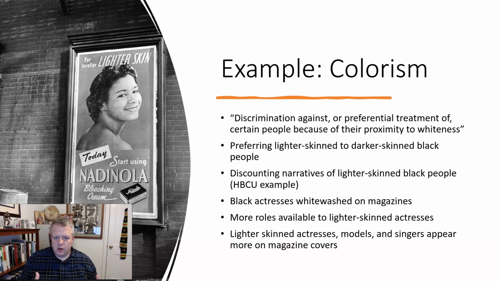But it doesn't just go in that direction. There's also among African Americans a tendency to discount narratives of lighter-skinned black people, that they're not experiencing blackness in the same way as the darker-skinned black people in the community are. And so Toole gives the example of when she was applying to an HBCU, and a representative of the college or the university came to meet with her at her school and give her some information about a scholarship that she was going to be awarded.